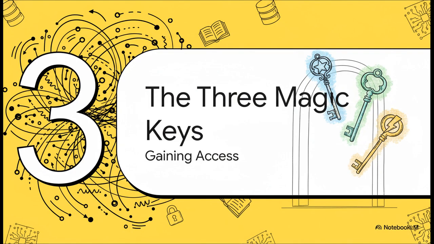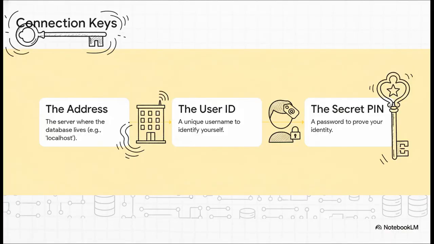Now, you can't just waltz into this great library and start pulling books off the shelf. It's a secure place. To get inside, you have to prove you have permission. And you do that by presenting 3 magic keys at the front door. So what are these 3 keys? Well, first is the address of the library, which is just the server where the database is. A lot of times you'll see this as localhost if it's on the same computer. Second is your user ID, a unique username that identifies you. And third is your secret PIN, a password that proves you are who you say you are.